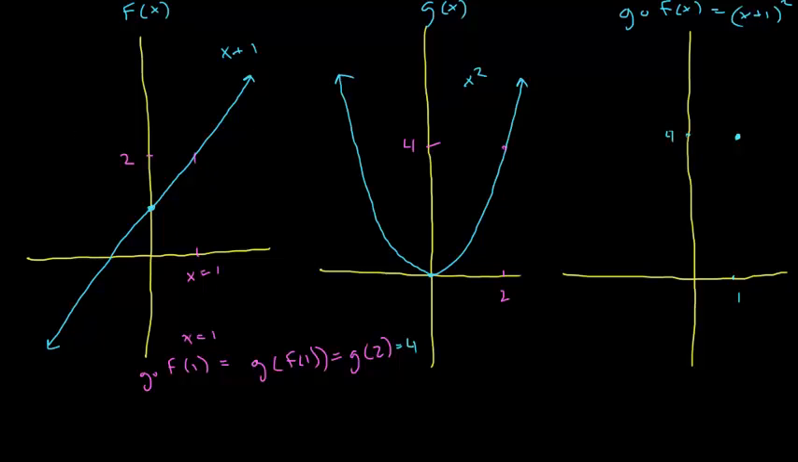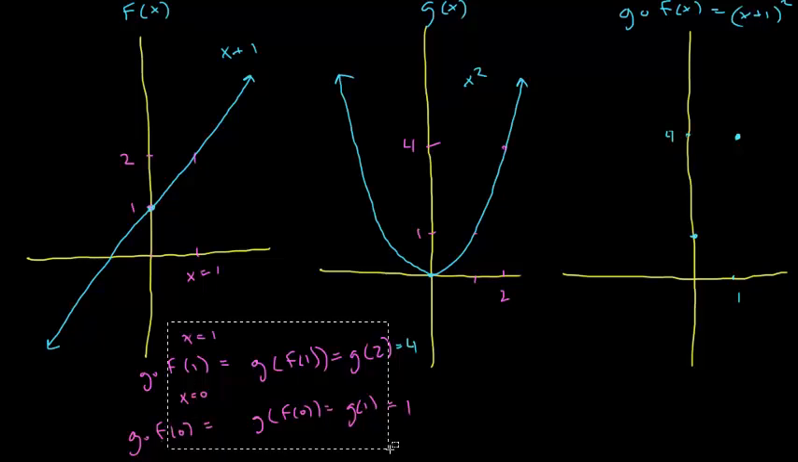Alright, let's look at x equals 0. We want g composed with f of 0, which is g of f of 0. Well, when x equals 0, f of x equals 1. So we really want g of 1, and g of 1 is 1. So g composed with f of 0 gives us a height of 1. Just like that. Alright, I'll delete these so we don't run out of room.